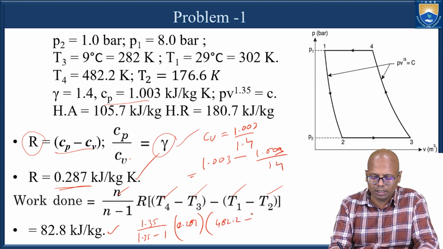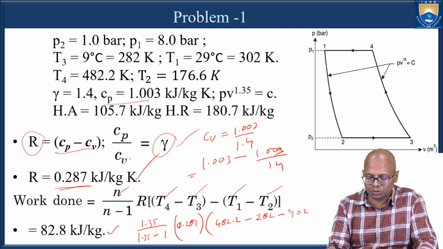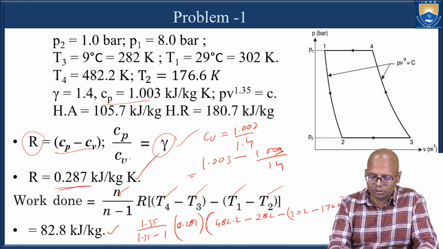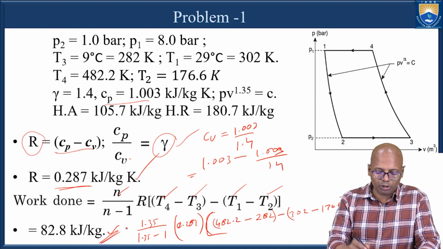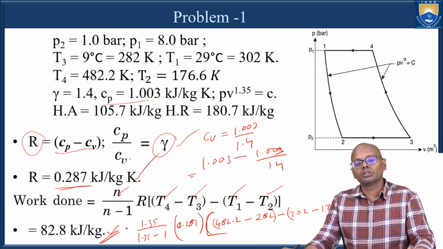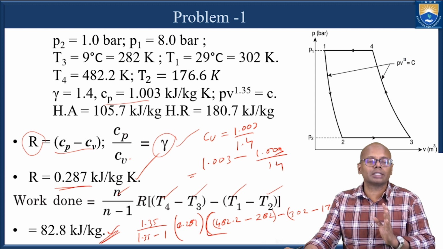482.2 minus T3 is 282, minus T1 is 302, minus T2 is 176.6. So this is the substitution. If I simplify this, I will get the work done. So I know the net work done during the cycle.